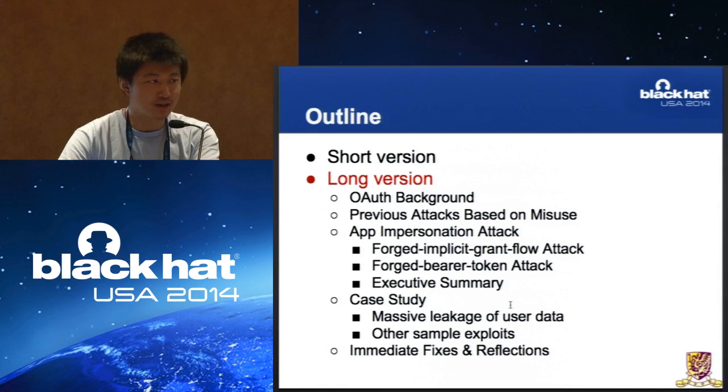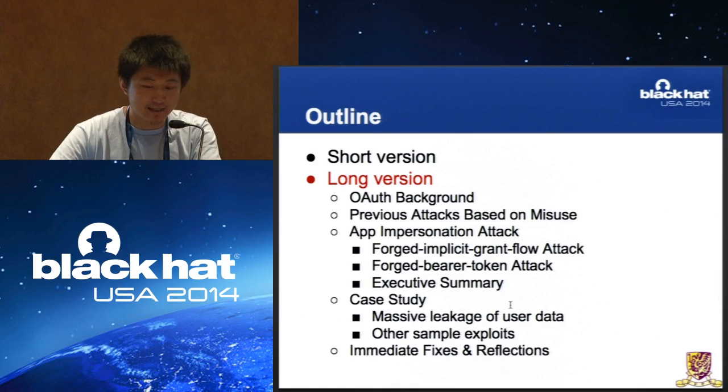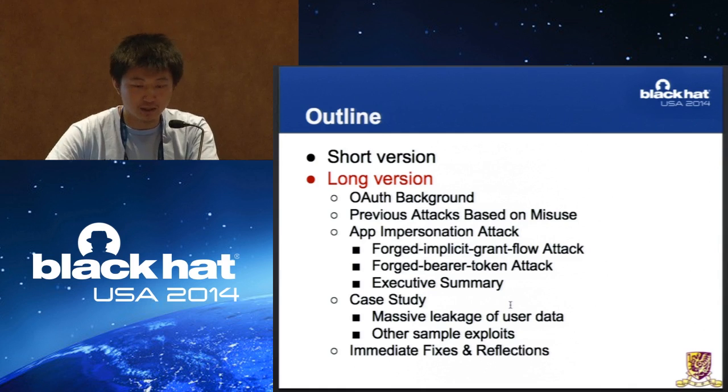Here comes the long version. I'll first introduce the OAuth background in case you don't know it, and also briefly tell you about previous attacks based on misuse. We'll show you that the app impersonation attack is inherently available from OAuth. It is not based on any misuse of the provider or app. And then we give you a case study. One of them is the massive leakage.